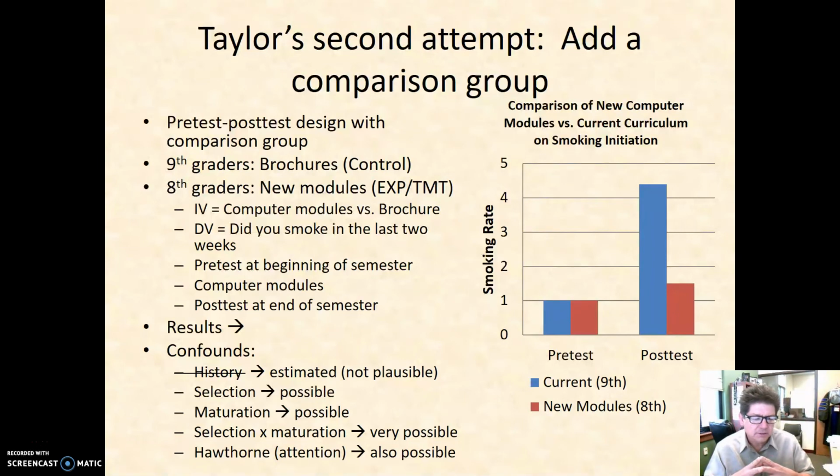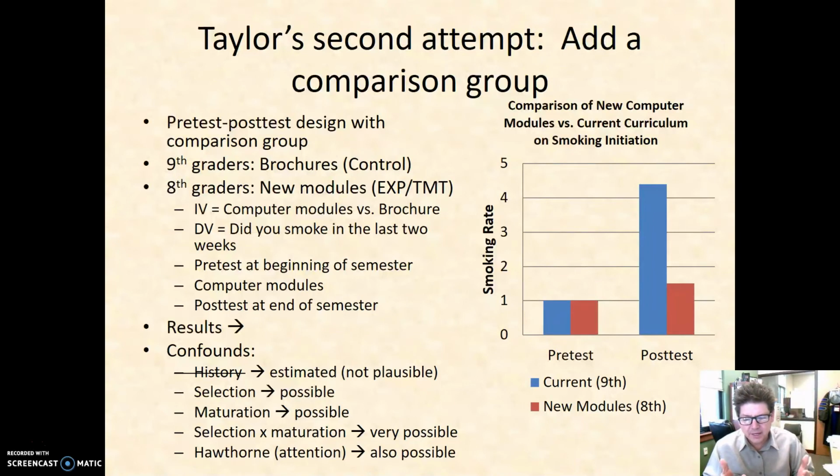A critical eye leads us to work our way through some of the threats to internal validity and ask, is that the conclusion we need to draw, that these modules are the causal factor, or are there other issues? Some of the more likely confounds in this study are selection. Selection means that you choose groups, or there's some aspect about your groups at the start that makes them different right off the bat. They're not the same, and so you can't expect them to be the same at the end.